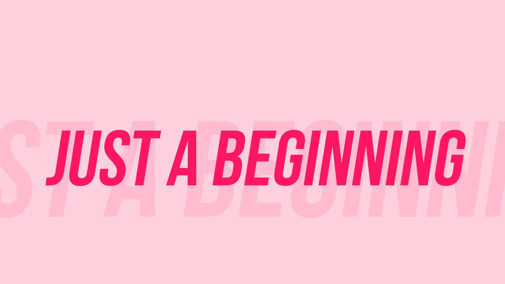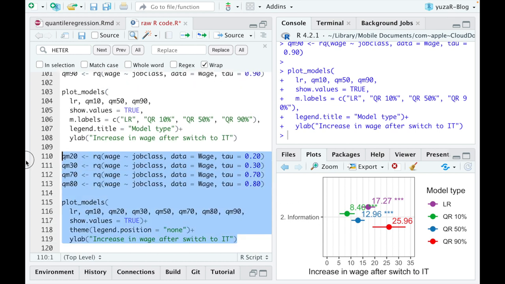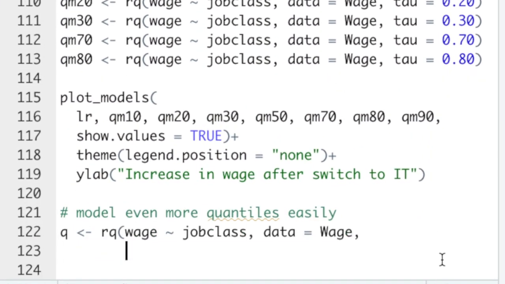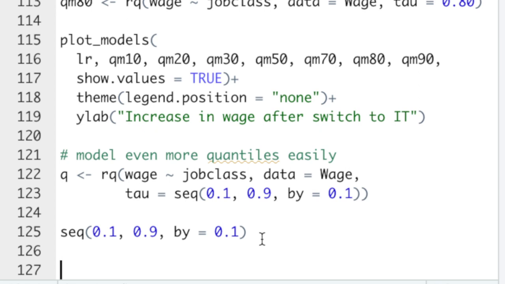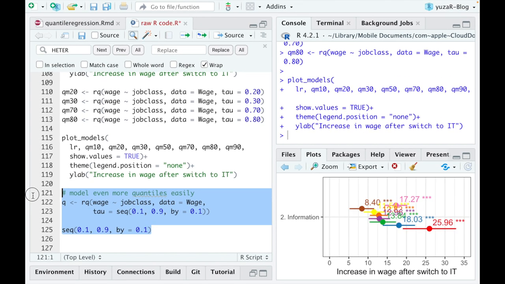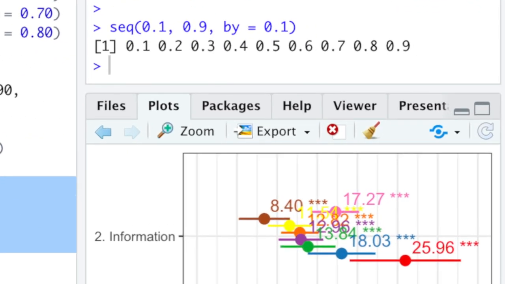But that's just the beginning, because similarly to low or high quantiles, we can model more quantiles to get more useful inference. And we can even model the entire conditional distribution of salaries via all possible quantiles by defining the sequence of quantiles from, let's say, 0.1 to 0.9 and defining this step in order to control how many quantiles we model. For example, using by 0.1, we'll model 9 quantiles from 0.1 to 0.9.